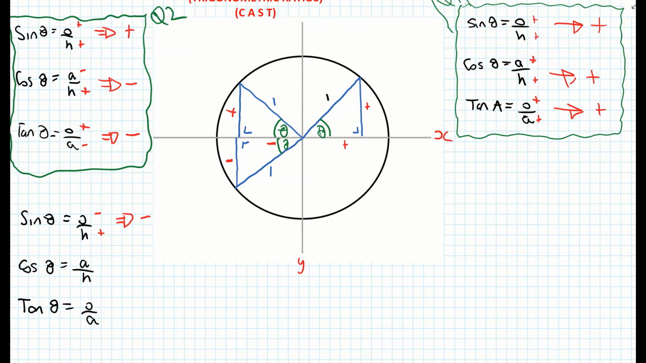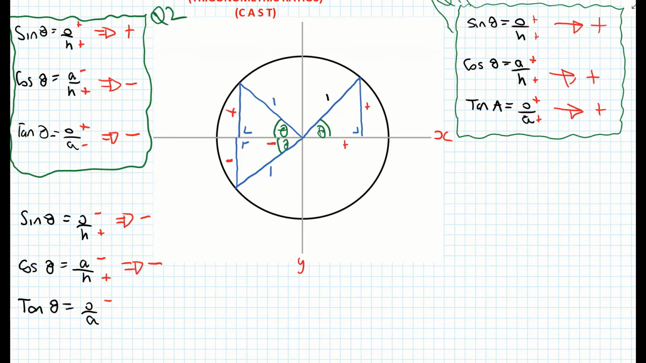I come down to my cos, which is adjacent over hypotenuse. Adjacent is on the x-axis, which is a negative again. And my hypotenuse is the positive 1 of radius. A negative divided by a positive is a negative. Look at the tan. Tan is opposite over adjacent. Opposite, which is the length on the y-axis, is a negative. And my adjacent is going to be on my x-axis. It's this line here that I've marked in green on the picture. And that is also a negative length.